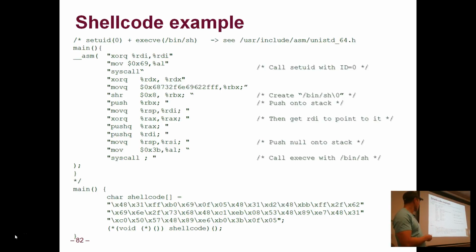Invoke bin shell. So this is actually in there. You could just copy and paste it in your program and get a bin shell. The setuid won't work, obviously, unless you have root privileges on your machine.